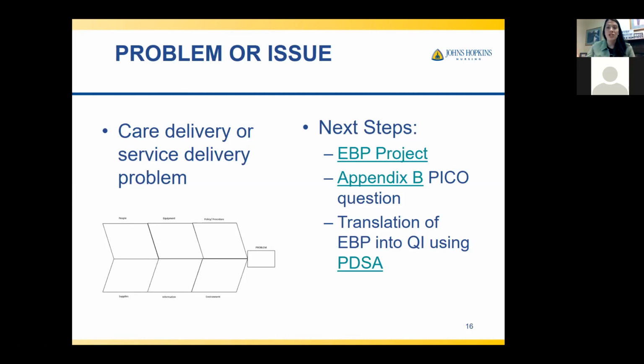A great next step is to do an EBP project using our Johns Hopkins Nursing EBP model to complete a PICO question. We have Appendix B question development tool to help with that, and they are linked here on this slide. And you can go to the literature to find evidence-based solutions to your problems. Then once you have good answers from the evidence, you can move forth with a quality improvement project to make improvements. You can utilize a PDSA framework, Plan, Do, Study, Act. We have a great template for that on our CNI website as well. And then monitor outcomes, the ones we discussed at the beginning of this talk, your baseline data that supported the fact that you had a problem.